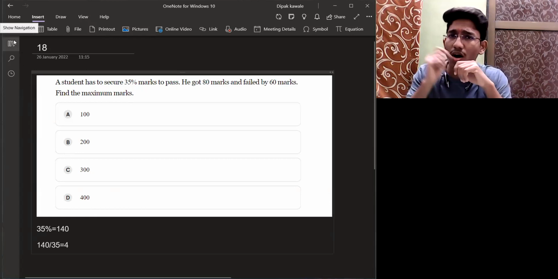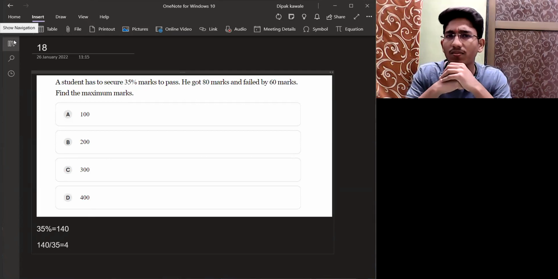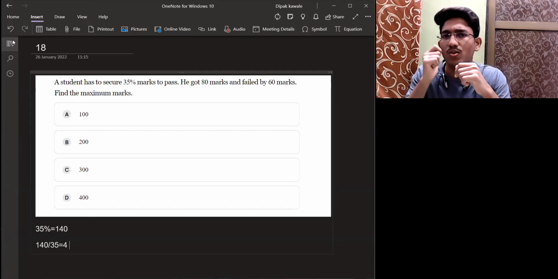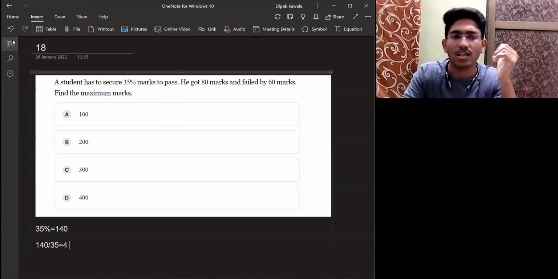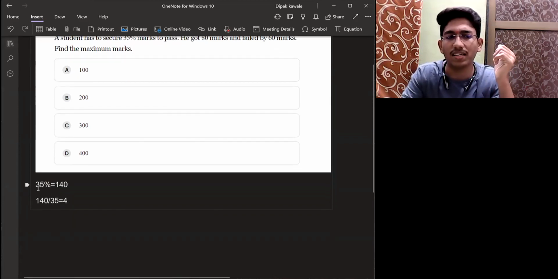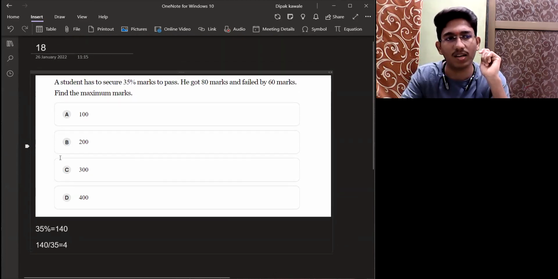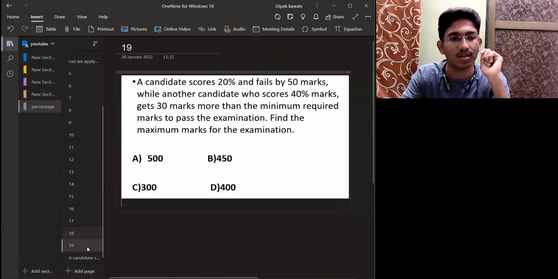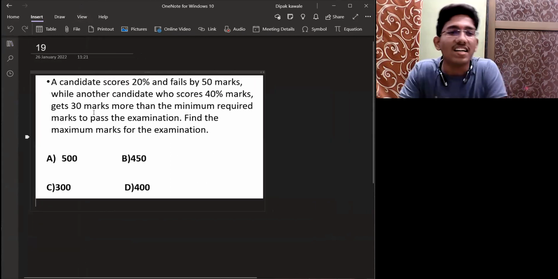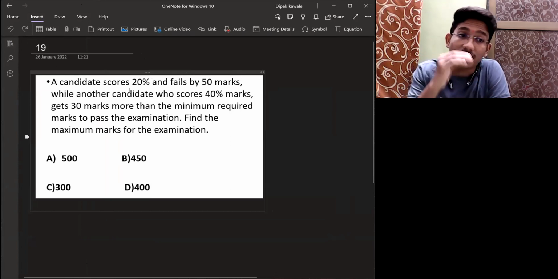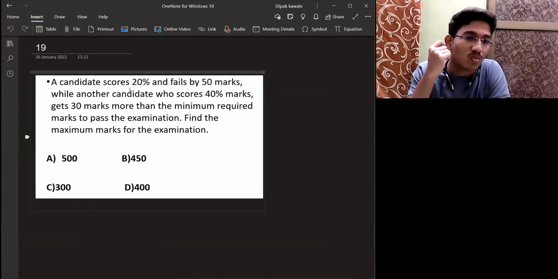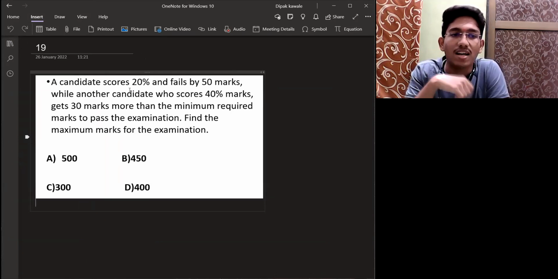Okay students, I hope you have understood what I want to tell you. My intention was, do not apply that 10% trick on every problem. If the calculation is becoming difficult by applying that 10%, if it is making that fractional division, don't apply it. Just do normal calculation. Okay, so let's move to our medium level of problem. A candidate scores 20% and fails by 50 marks, while another candidate who scored 40% marks gets 30 marks more than the minimum required marks to pass the examination. Find the maximum marks for the examination.